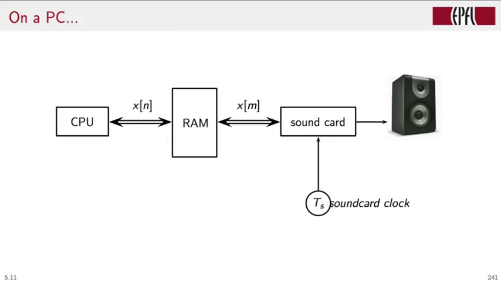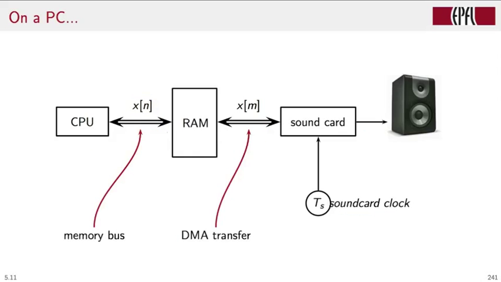Now, on a PC, on the other hand, the CPU works on a clock that is completely independent of the sound card clock. As a matter of fact, it's a clock that is much faster than the clock you would find in your sound card. So the situation is the following. The CPU will generate samples at its own pace and put these samples in memory. The sound card, on the other hand, will fetch the samples from memory at its own pace, which is dictated by its clock, and then output them to the loudspeaker.